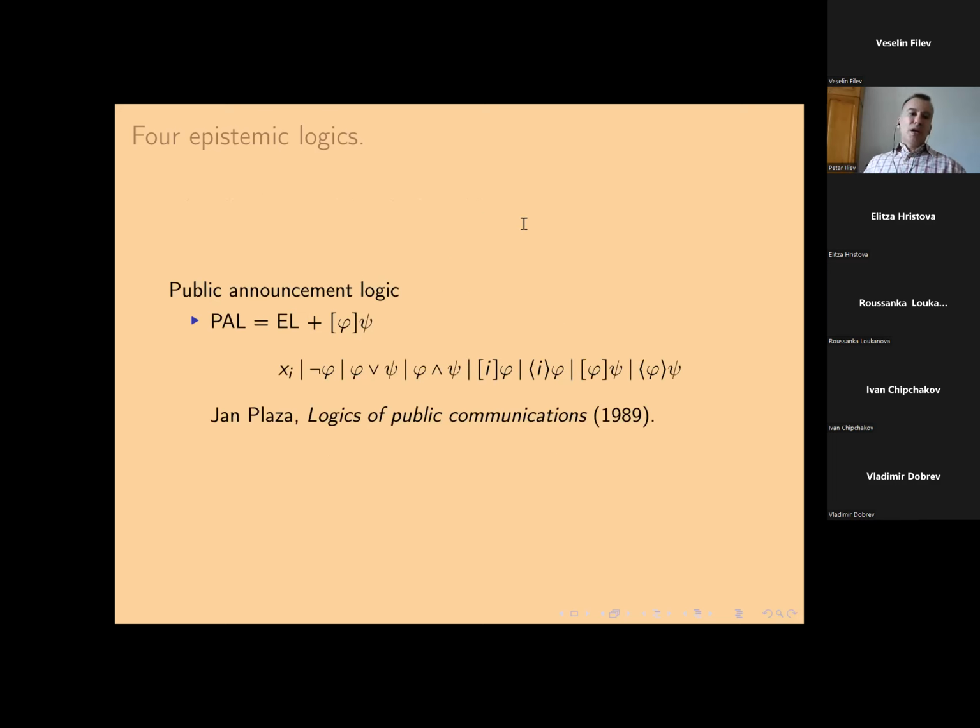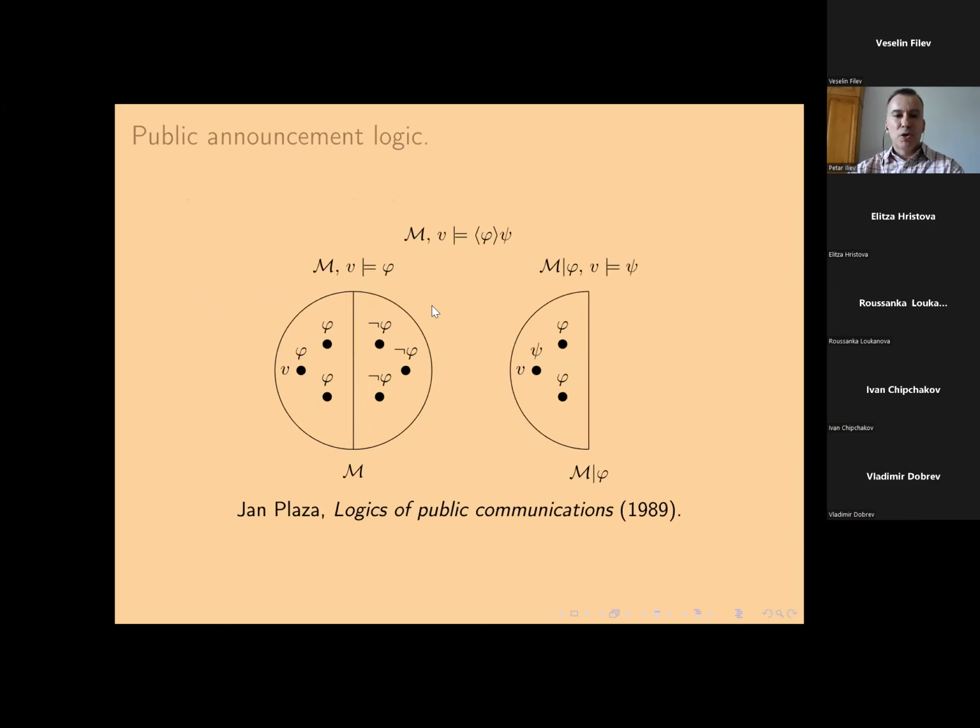Then we have probably the most popular epistemic logic nowadays, the public announcement logic. It was first defined in the seminal paper by Plaza, 1989, who simply extended the basic epistemic logic with this type of formulae. These formulae actually have, at first sight, very complicated semantics. I'm not going to define it completely formally, but I will give you an example of the truth definition of such a formula: after we truthfully announce phi, then psi becomes true.